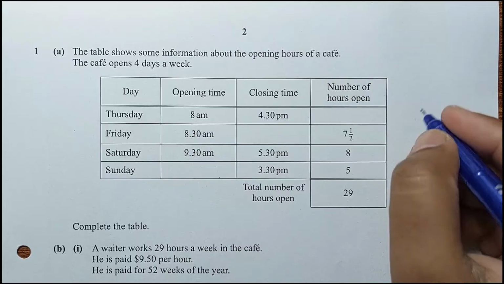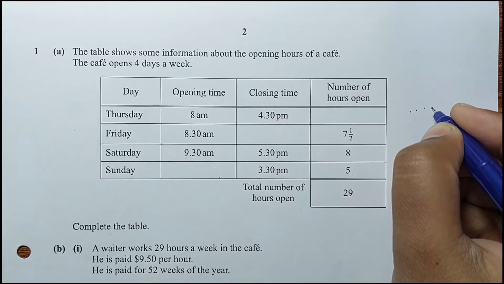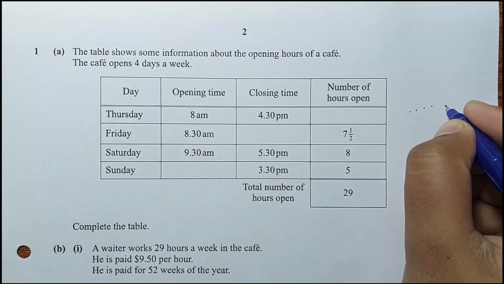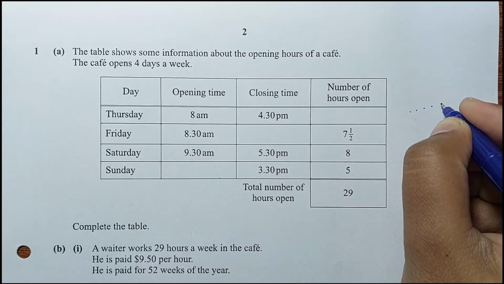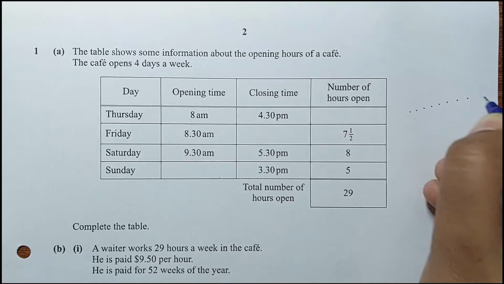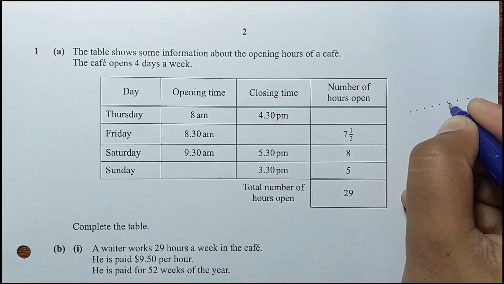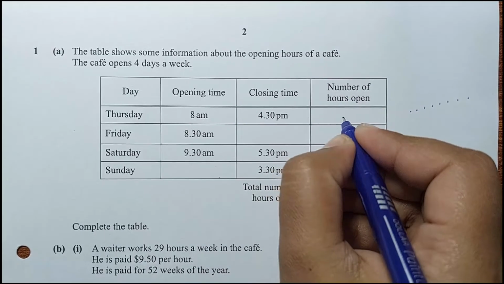So 8 a.m. and then we have 9 a.m., 10 a.m., 11 a.m. and 12 p.m. And then we have 1 p.m., 2 p.m., 3 p.m., 4 p.m., and then 4:30. So 1, 2, 3, 4, 5, 6, 7, 8, 8.5.